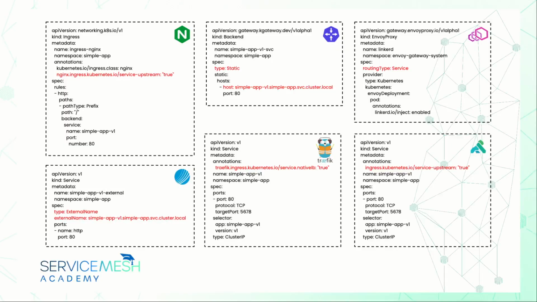Others are much easier, like for example, Traefik and Kong. You just add an annotation, they're very similar. You add an annotation in the service. In Traefik it's service native load balance, while in Kong it's service upstream, which is very similar to NGINX, and basically they perform the same thing. Others, like for example, Contour, require the creation of a specific type of service, which in this case is external name, which basically results in the same thing. Basically, we return the service IP instead of the pod IP.